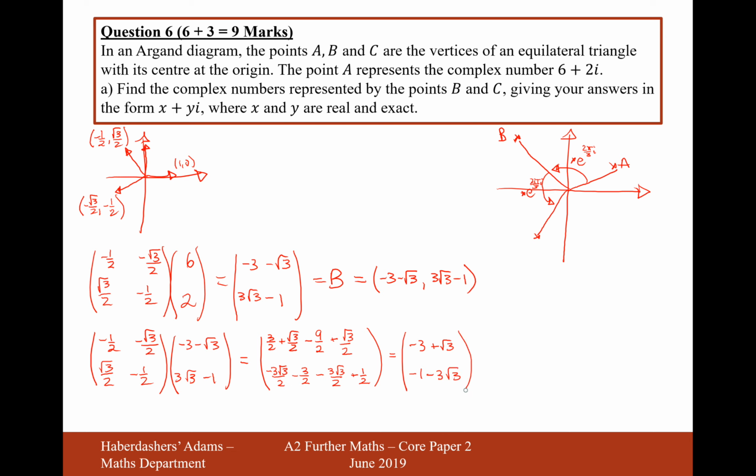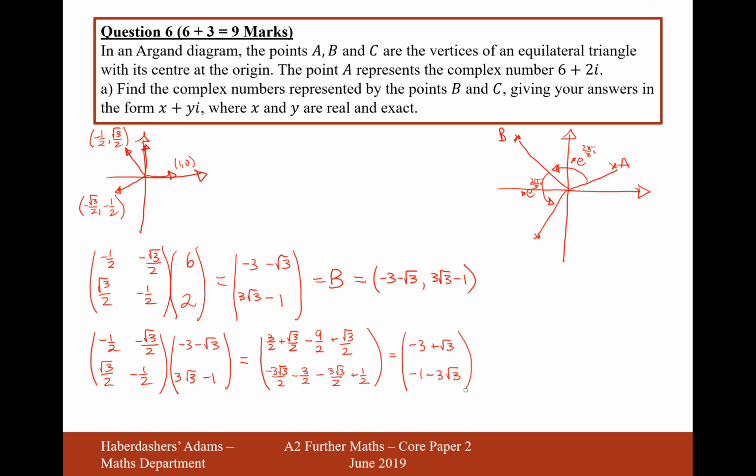Moving on to part B now. The points D, E and F are midpoints of the sides of triangle ABC. Find the exact area of DEF. Okay, so this could be a complicated question where we find the midpoints of all three of these coordinates and then work out the areas of them. So we need to work out the coordinates of where D is, where E is, and where F is.